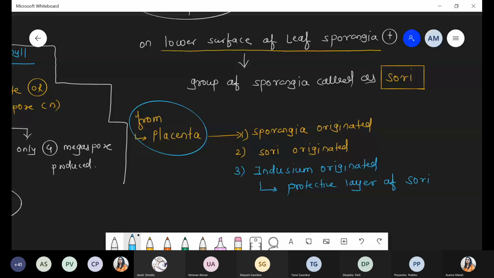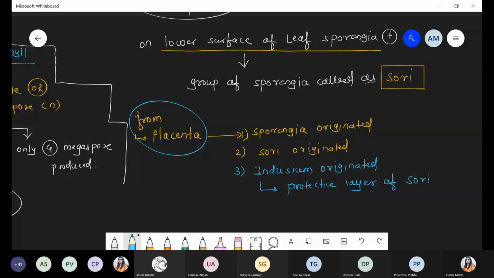A group of sporangia, because the sori also undergo meiosis division and produce the spores. Both have the same function. A group of sporangia is called the sori. So the sori further develop the spores. But such sporangia form a protective layer. They are covered with a protective layer called the indusium, and that indusium also originates from the placenta.